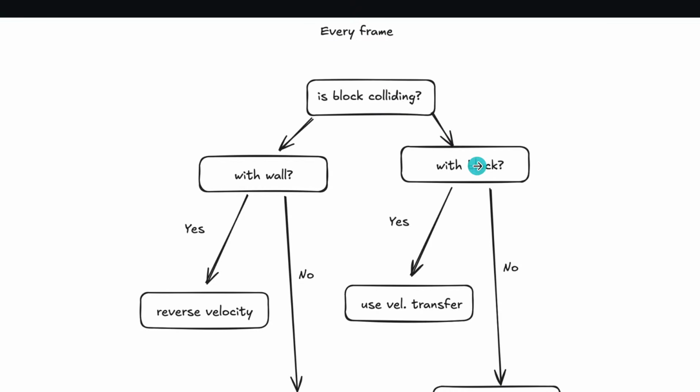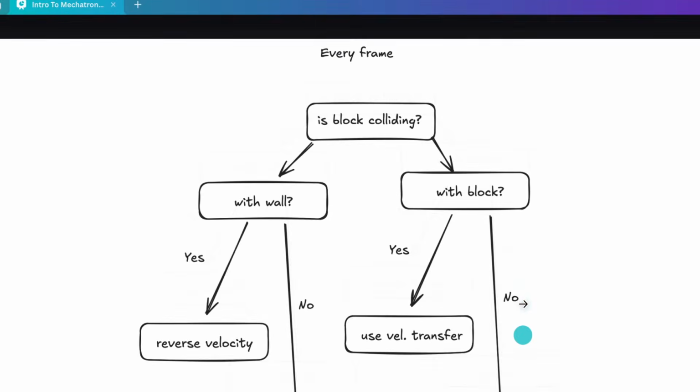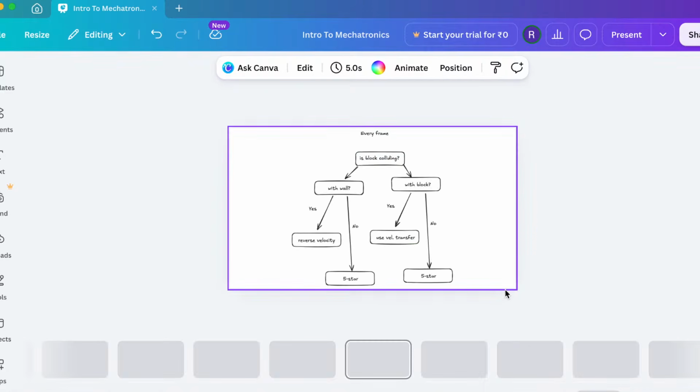Now if the block is colliding with another block, in elastic collisions I think you might have encountered how to write v1 dash and v2 dash. If not, I have written down the equations for you anyway. You can look at those equations to determine how the new velocities should be. If it is not colliding with the block, then again, do nothing. Just let the loop execute itself all over again.